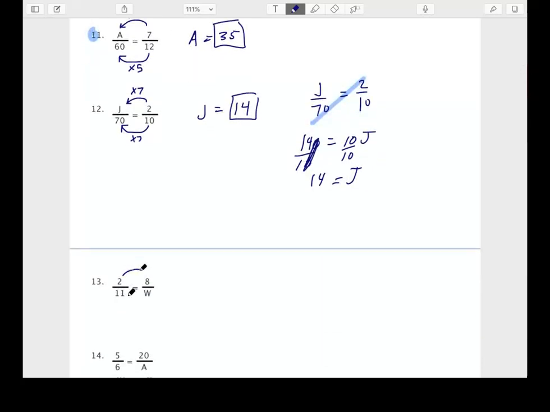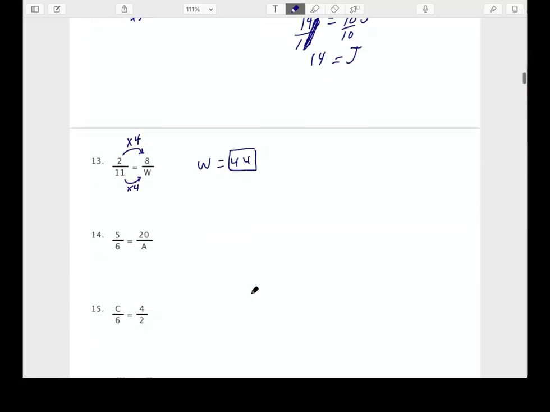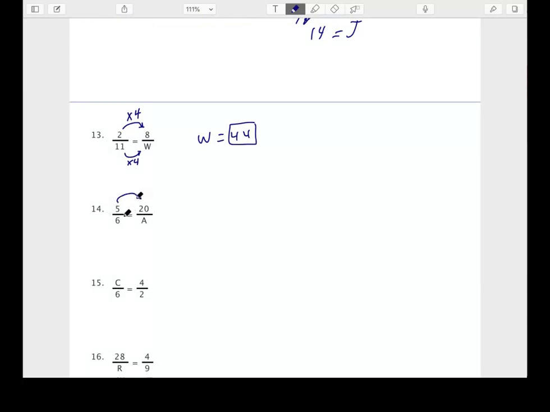Number 13, look for that bridge. 2 goes into 8 4 times. So 11 times 4, W equals 44. So you'll have a group of problems that are like that. 5 times 4 equals 20. So 6 times 4. There's my bridge. So times 4 is my bridge. So 6 times 4 is 24. And so you're looking for that bridge.